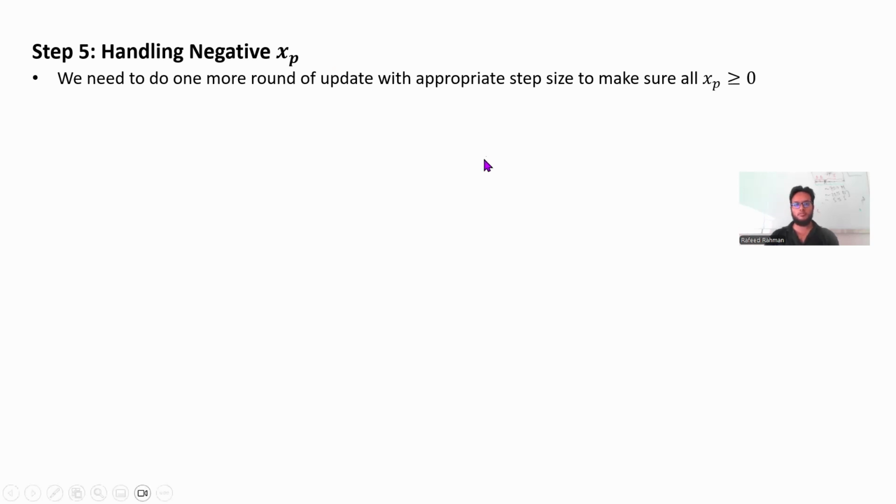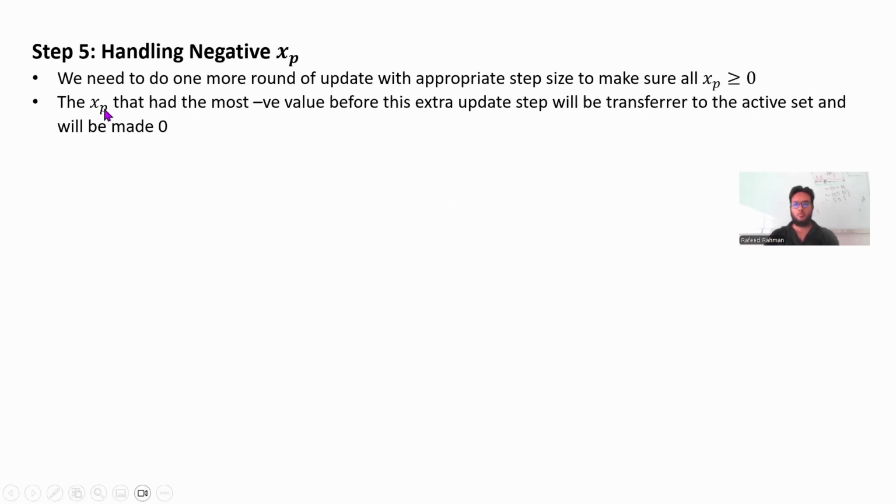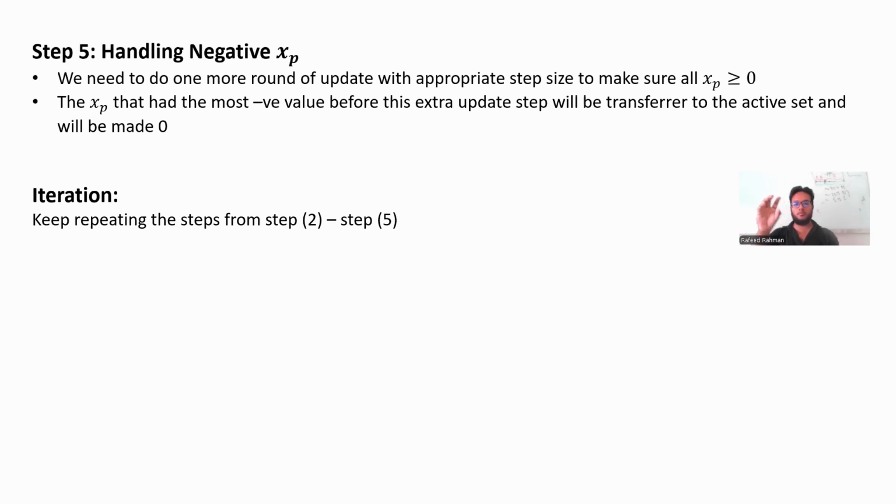They don't become negative. So obviously there will be one xp that had the most negative value. That means it's the worst of all, right? So you are going to put that in the active set again, right? Because the active set contains the variables which we want to be 0, which we want to remain as 0. So you move that to the active set. So finally, you have the iteration. So we know step 1 to step 5. So you are going to keep repeating the steps from step 2 to step 5. Step 1 was the initialization. It will be done only once. So you need to repeat step 2 to step 5.